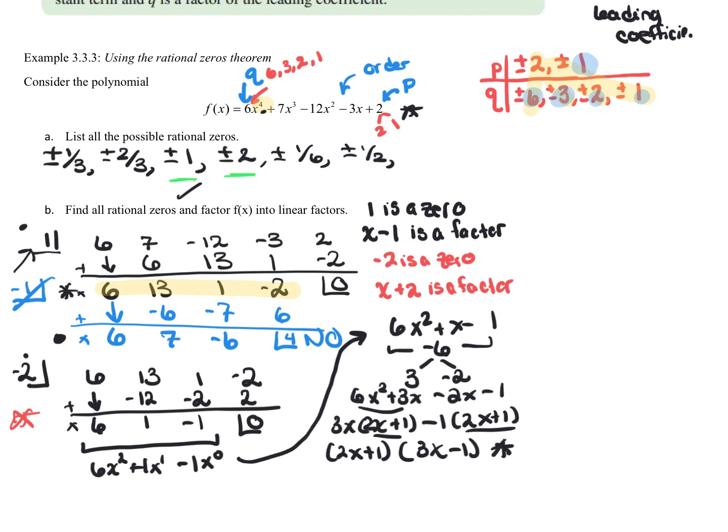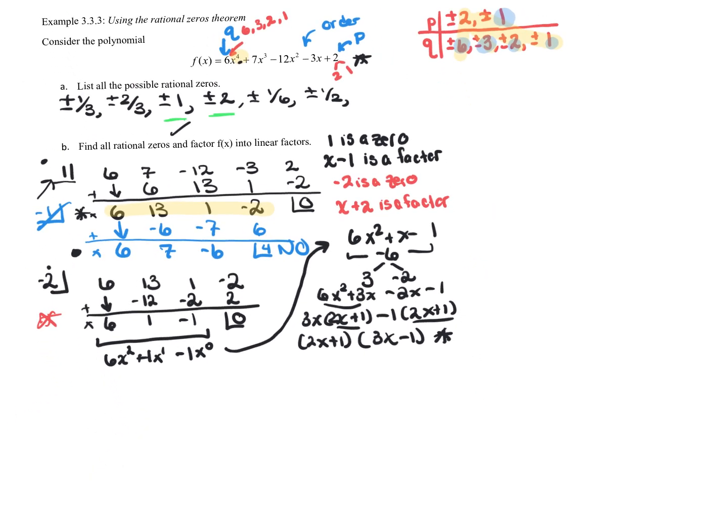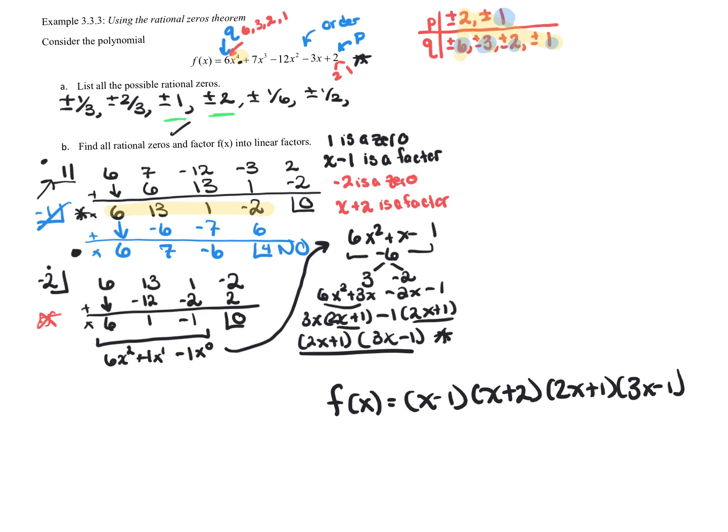So now that I've done all of this, it says factor this into its linear factors. So f of x is going to equal, the first one I pulled out was x minus 1, then x plus 2, and then these two right here: 2x plus 1, 3x minus 1. 1, 2, 3, 4. Remember, I was looking for a power of 4 earlier, so this is my answer.